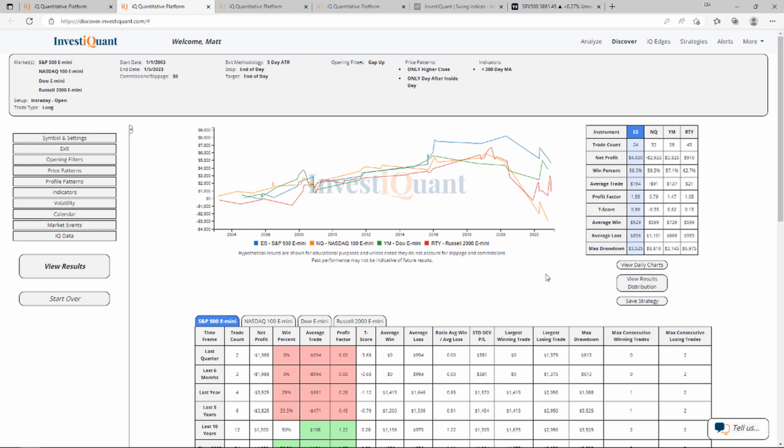But just looking at the equity curves here, you can see they've all kind of bent down in recent years. So it looks like it used to be more consistent, and in recent years, it's struggled, so not quite as strong as it used to be.